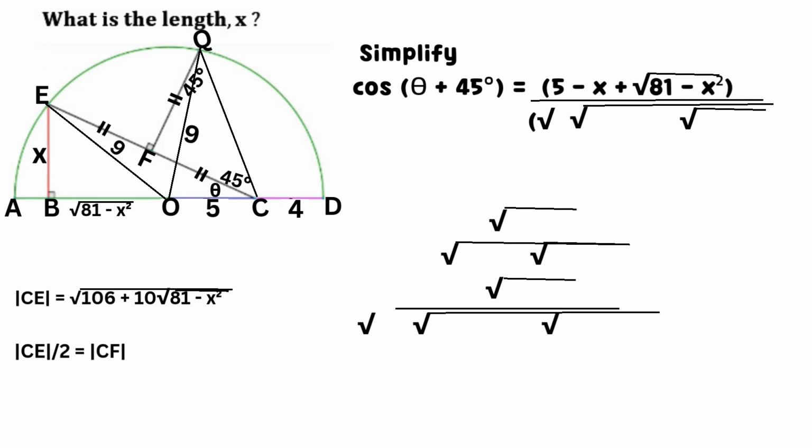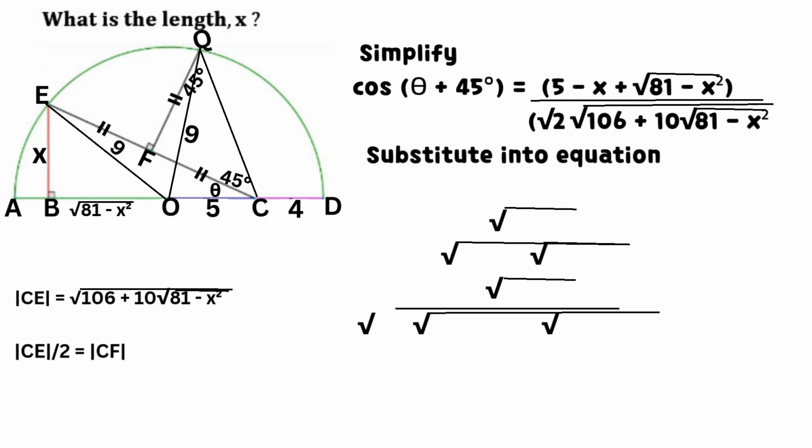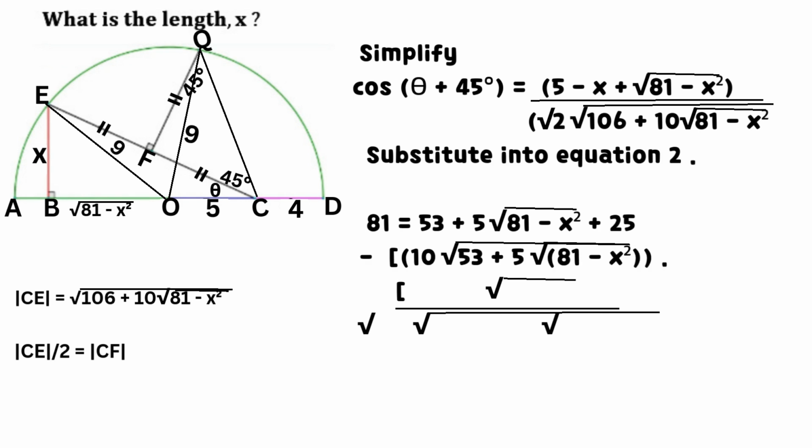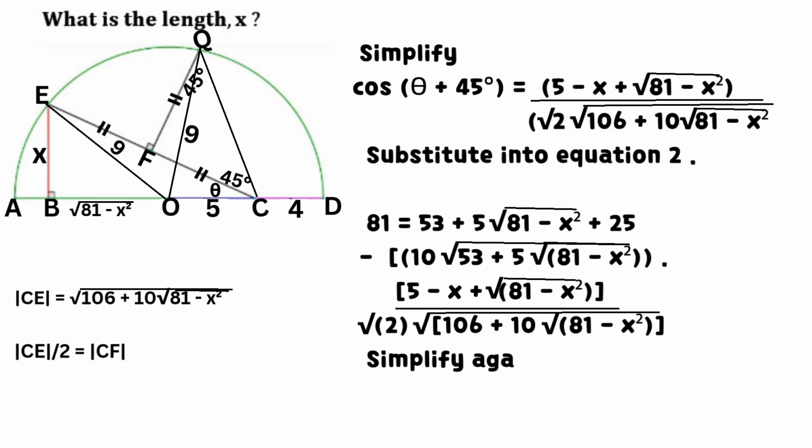Simplify. Cosine of theta plus 45 degrees equals 5 minus x plus the square root of 81 minus the square of x, all divided by the product of the square root of 2 and the square root of the sum of 106 and 10 times the square root of 81 minus the square of x. Substitute the result into equation 2. We obtain a new equation as shown on the screen.